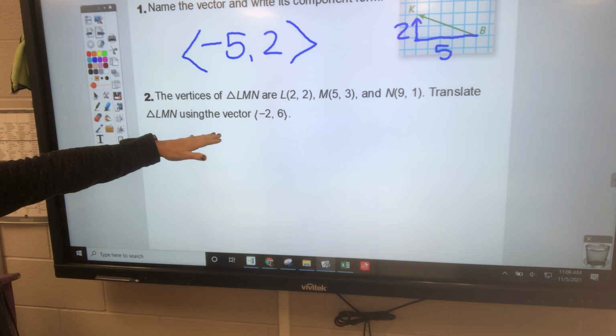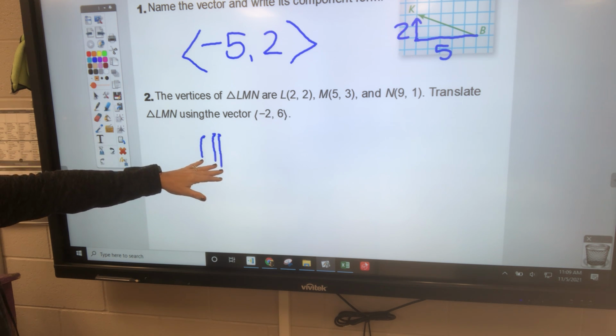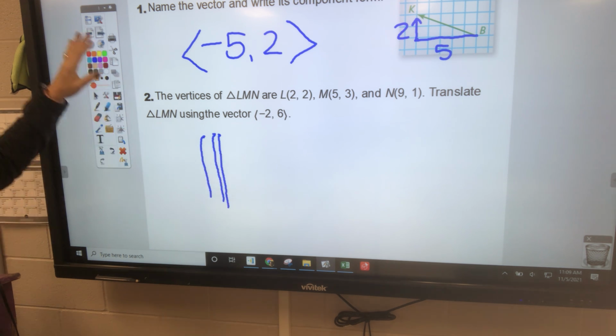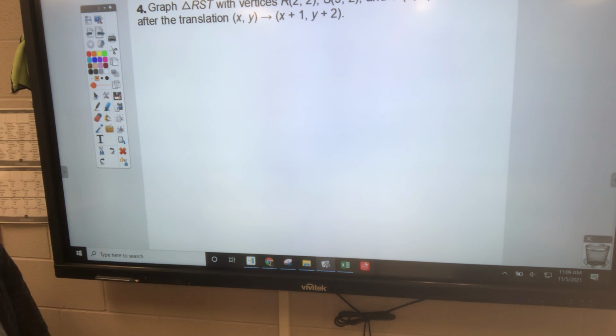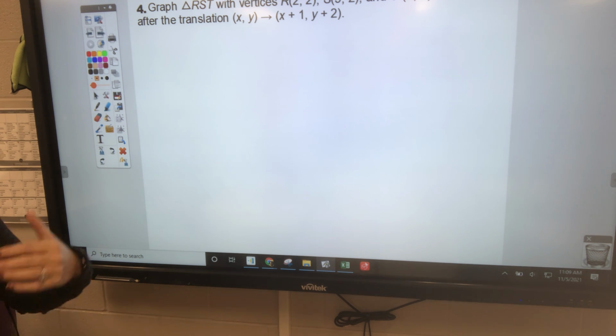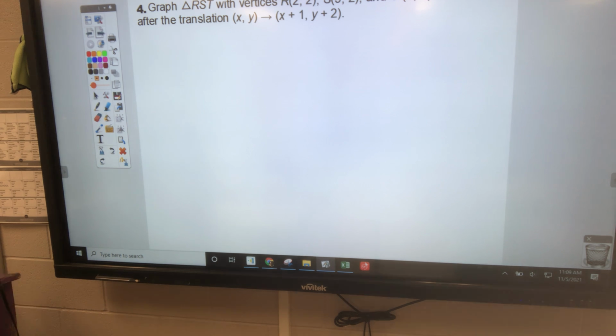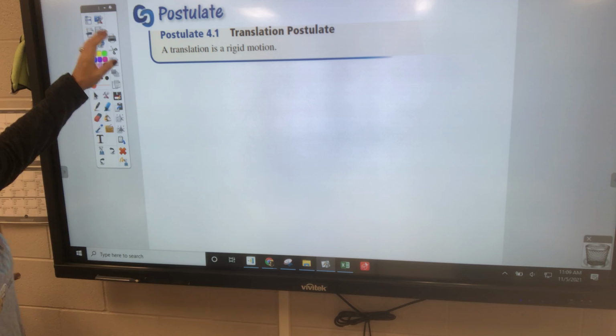So can you translate it using this vector, or do we need to do this one? We can do it. It's fine. Taylor wants to do it because she wants to show off. Again, here's one where you're gonna have to graph it. So you graph the figure, you graph the points, and then graph its image. Graph all of the translated figure. You got it? Yes, I got it. Okay.